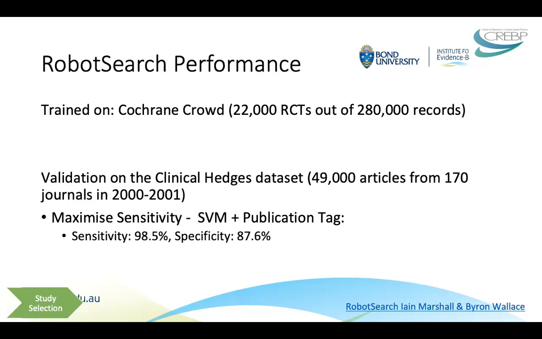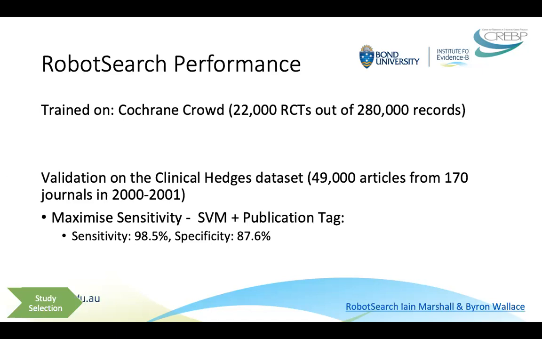They trained it on 22,000 RCTs, and they validated it on the quite famous Clinical Hedges data set, which was 49,000 articles. If you use it at maximum sensitivity, you're basically guaranteed that it's not missed any RCTs, but with a specificity of 87%, there might be some articles in there that aren't RCTs. But it has filtered out lots and lots of studies that aren't RCTs. So if your research question is looking at RCTs, that's a great way. Cochrane uses this a lot.